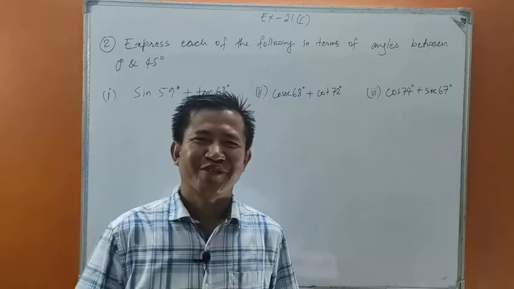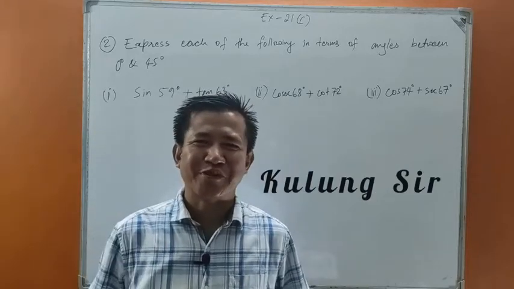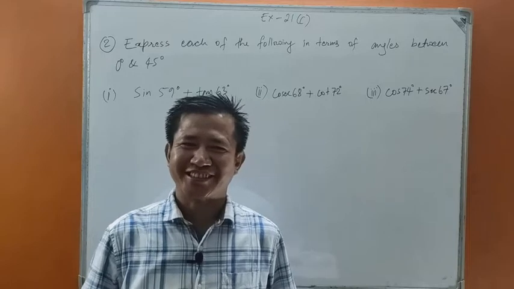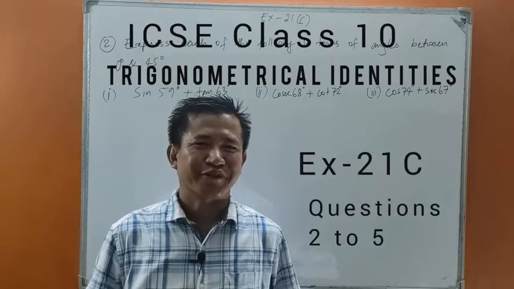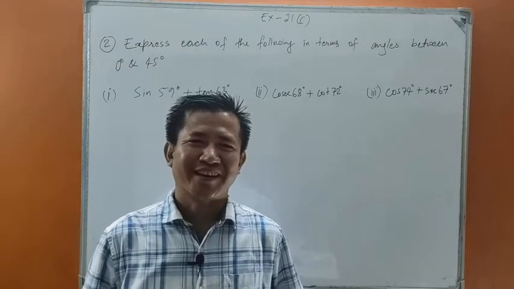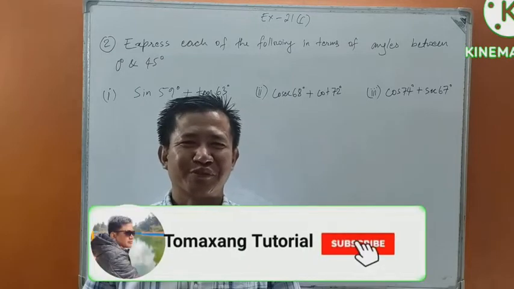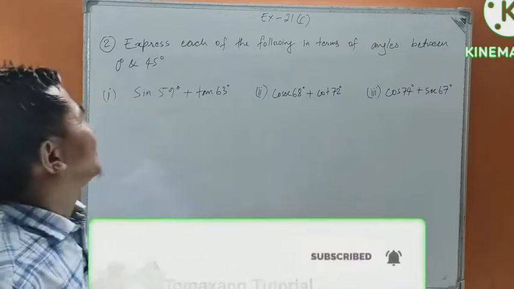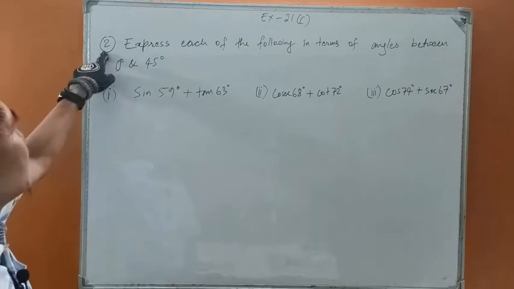Hello students, we are doing exercise 21C, proving trigonometrical identities. In our previous video we completed question number 1, and today we'll start from question number 2 onward. Okay, so let's begin. This is question number 2.